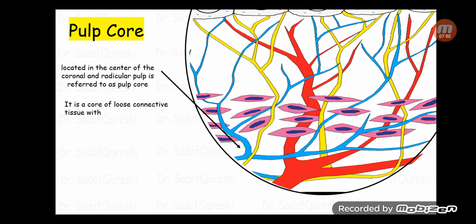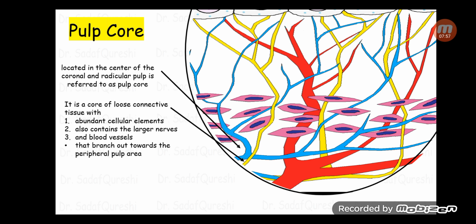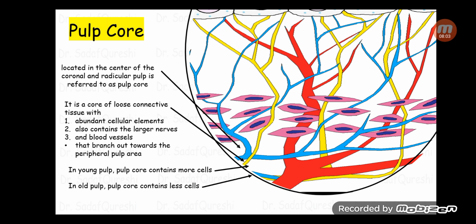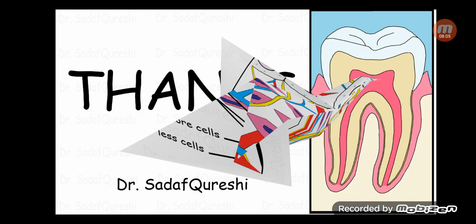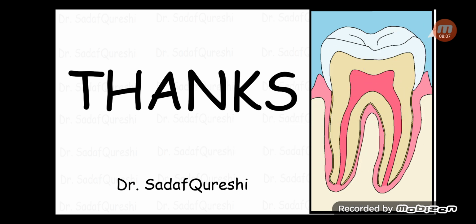It is a core of loose connective tissue with abundant cellular elements that also contains large nerves and blood vessels that branch out towards the peripheral pulp area. In young pulp, the pulp core contains more cells, but in old pulp, the pulp core contains fewer cells. So this was all about the histology of dental pulp.